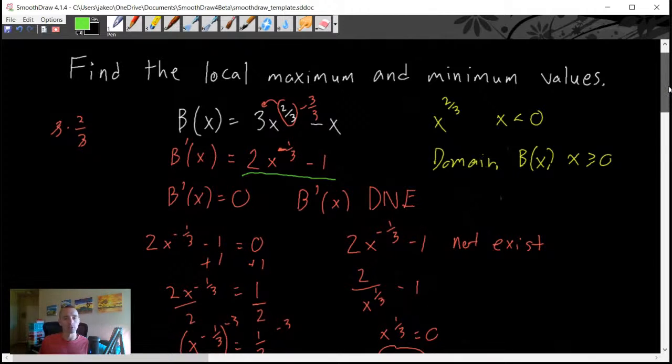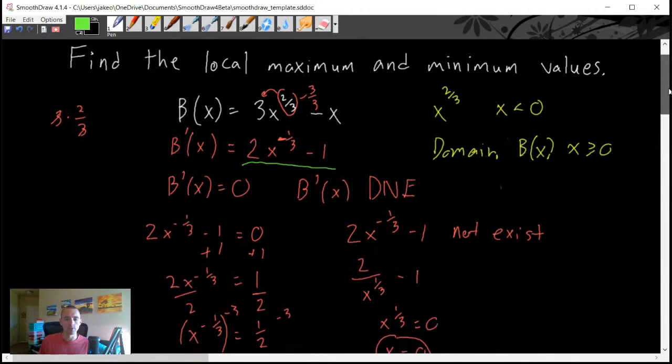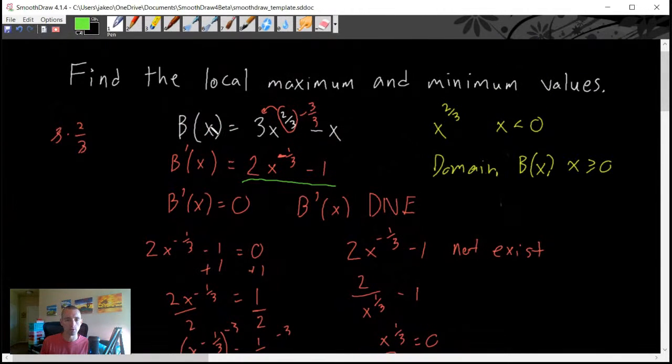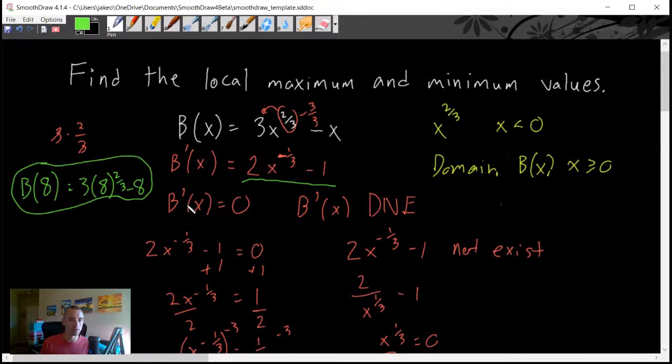If we wanted to then actually find the maximum value, the local maximum value, we would take x equals 8 and plug it back into our original function up here. So we would just find b of 8 to get our actual maximum, local maximum value there. And I'll leave that for you to do. It's pretty much just plugging it into a calculator from there.